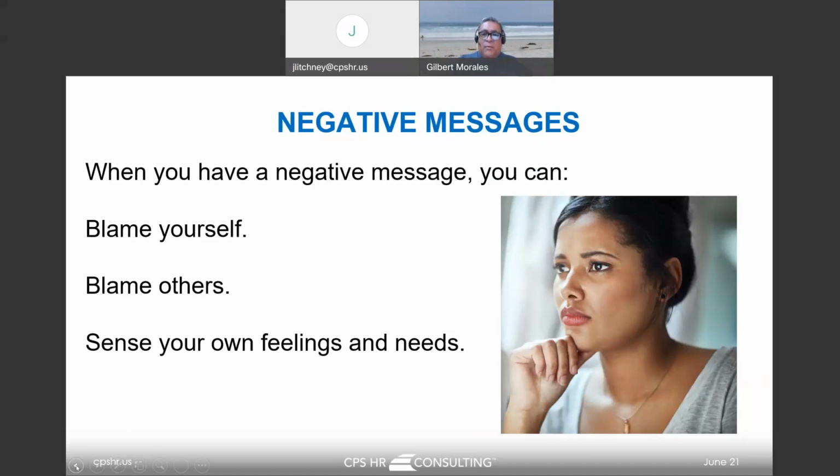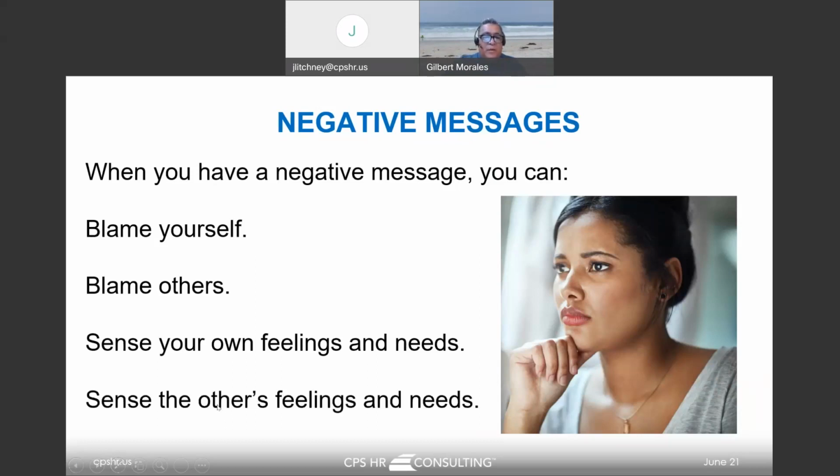Or you can sense your own feelings and needs. Okay, what do I need right now? What do I need to do to help myself in this particular situation? Okay, I need to think reasonably. I need to think rationally. I sense my own feelings. I want to make sure that I'm in control of my feelings so that I don't give the other person control of my feelings by biting into the baiting language. Because I know if I bite into the baiting language, I'm giving the other person control of my own feelings and my own thoughts. So I sense my own feelings and I know what I need to do.